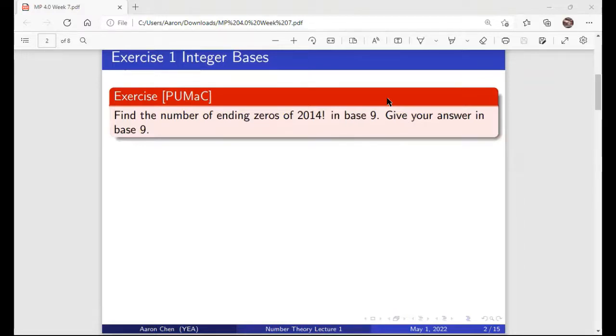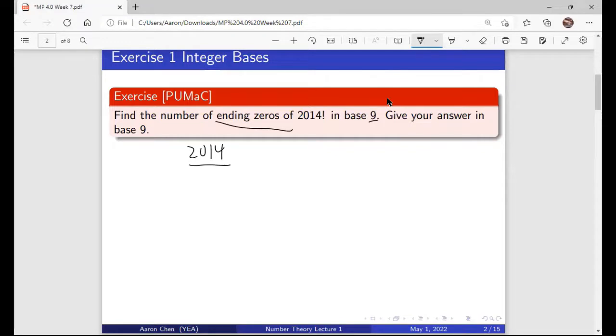Okay, so now I'll start going over this problem. We want to find the number of ending zeros of 2014 factorial in base 9, and then we want to express our answer in terms of base 9. So if we want to find the number of ending zeros of 2014 factorial in base 9, what we first need to do is find the number of factors of 3 in 2014 factorial. And the way we do this is rather well known.